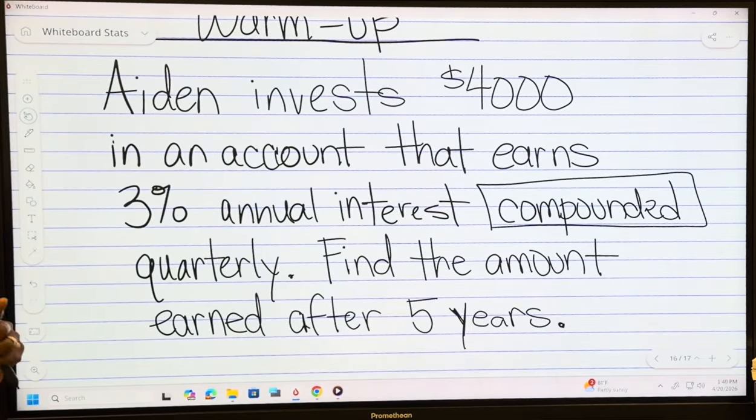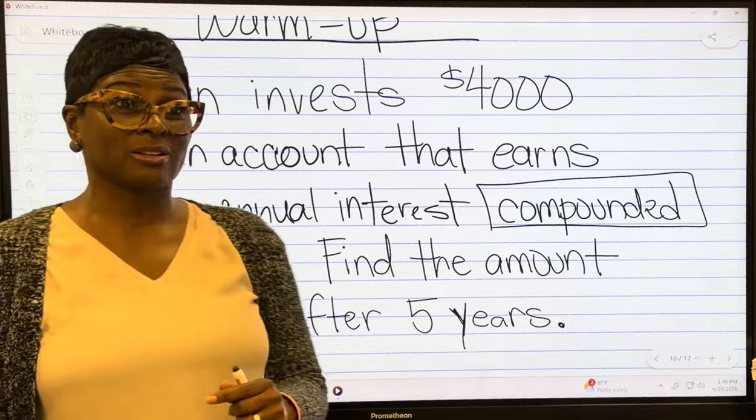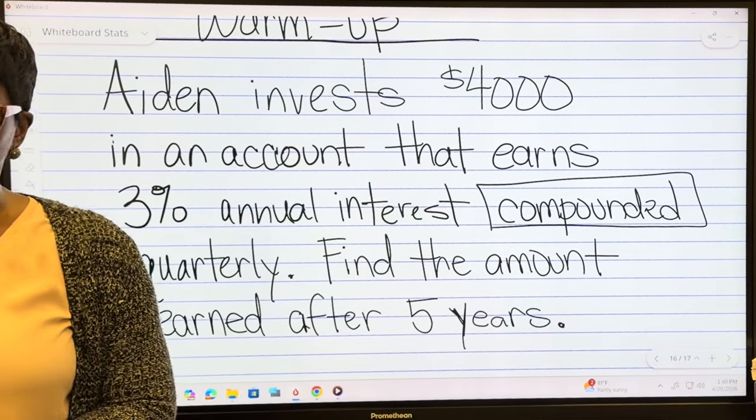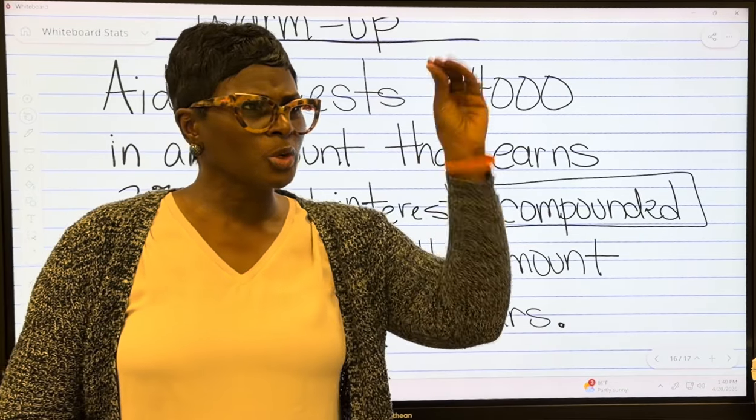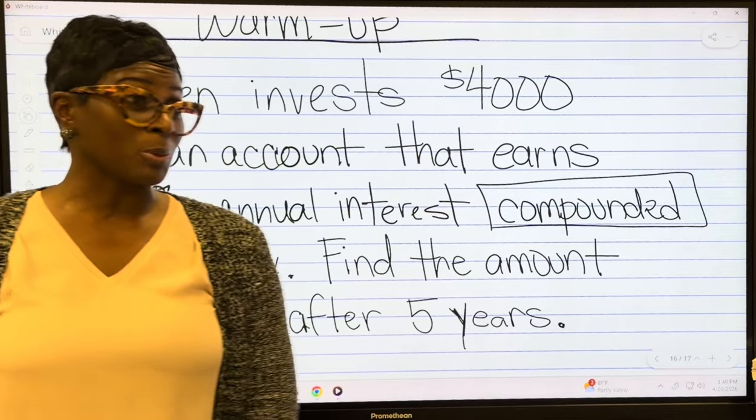Now, here's that question. Is he going to get 3% every 4 months? No. What are we going to do with that 3%? We're going to take that and divide it by 4. That's going to tell us how much he's getting every 3 months, because at the end of the year, it should all add up to 3%.